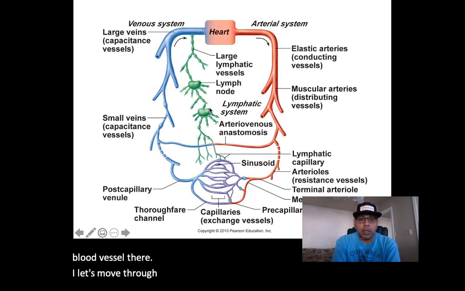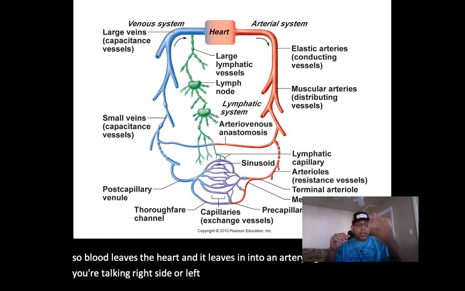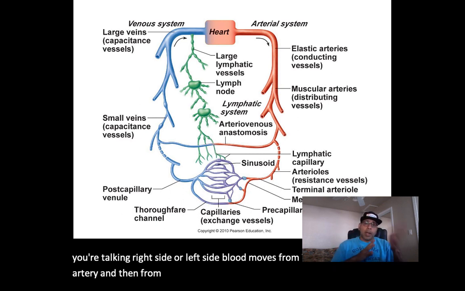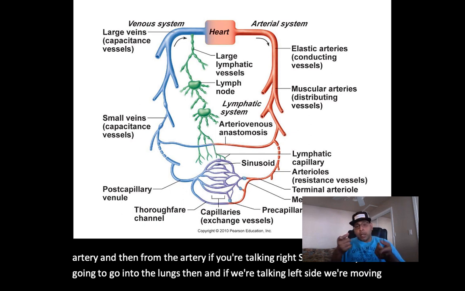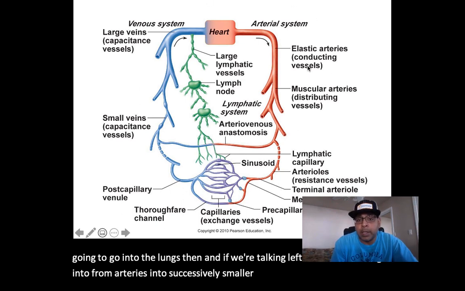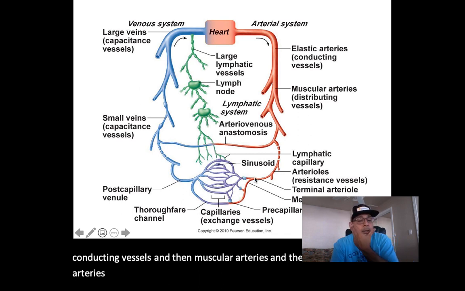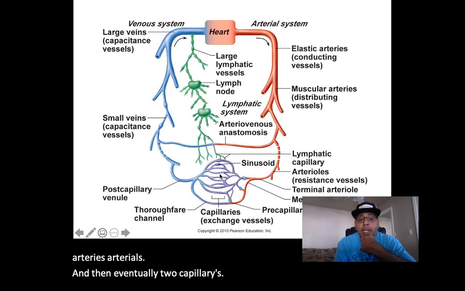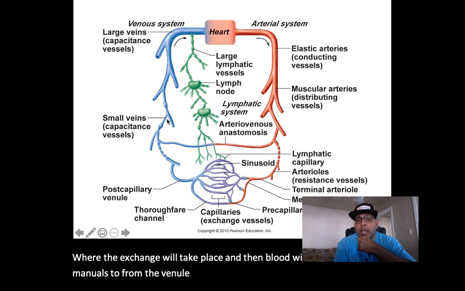Let's talk about how blood is moving through then. So blood leaves the heart and it leaves into an artery, right? Whether you're talking right side or left side, blood moves from the heart into an artery. And then from the artery, if you're talking right side, obviously it's going to go into the lungs. And if we're talking left side, we're moving from arteries into successively smaller arteries: elastic arteries, conducting vessels, and then muscular arteries, and then even smaller arteries, arterioles, and then eventually to capillaries, where the exchange will take place, and then blood will be routed into the venules, the smallest veins, and then into larger veins, and then back to the heart.